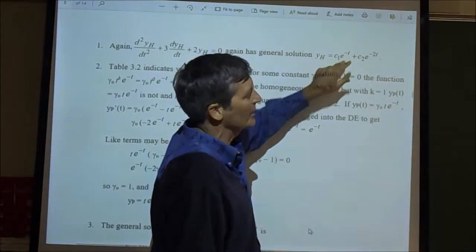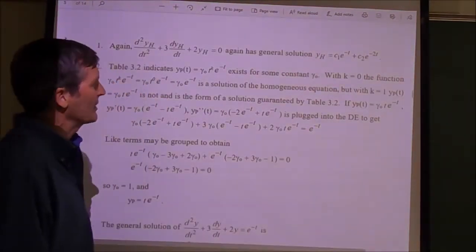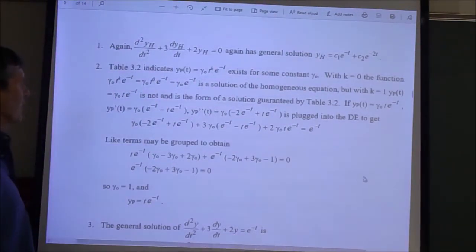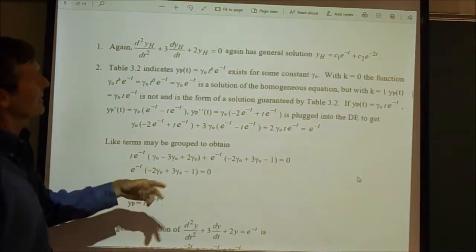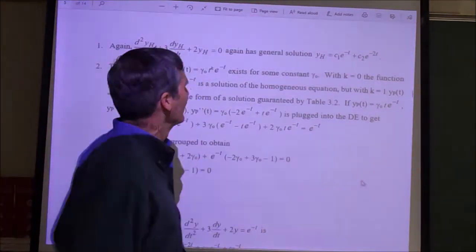You don't see a t e to the minus t. You can plug it in the Wronskian and see they're independent, but people know from practice that if there's a t e to the minus t, it's independent of e to the minus t.